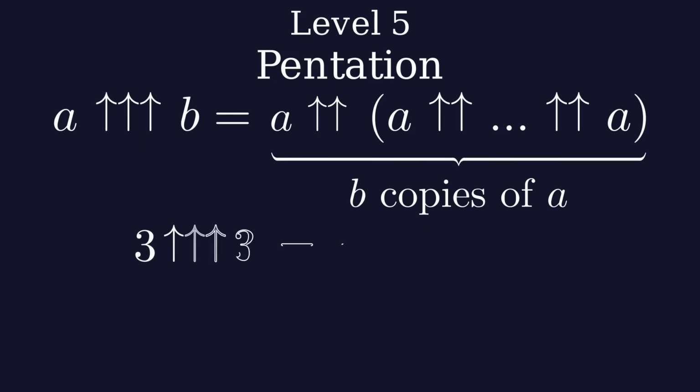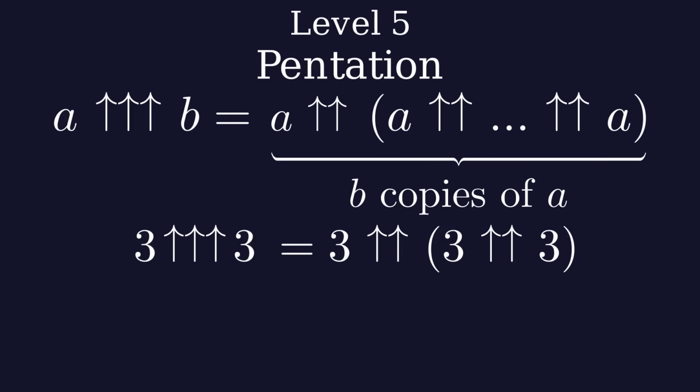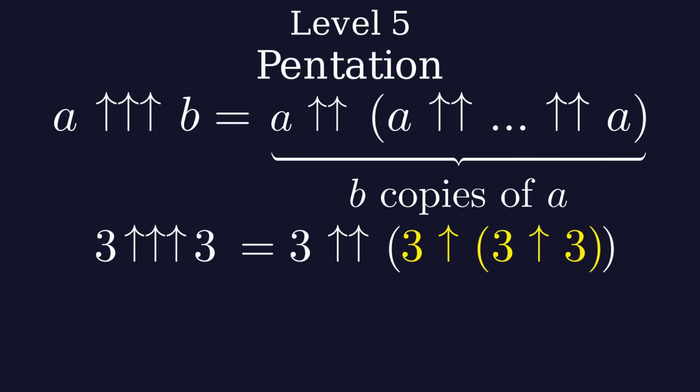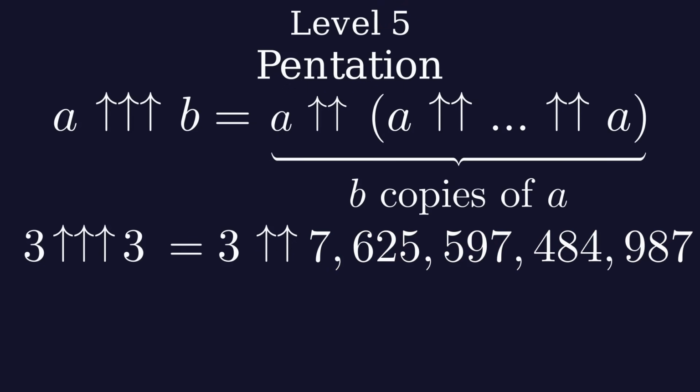3 pentated to 3 is equal to 3 tetrated to 3 tetrated to 3. And 3 tetrated to 3 is equal to 3 to the power of 3 to the power of 3. And that is equal to more than 7 trillion. And 3 tetrated to this number is a tower of 3s of height more than 7 trillion. This number is unimaginably massive.